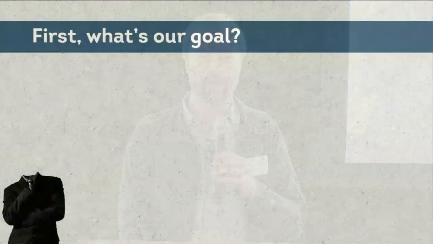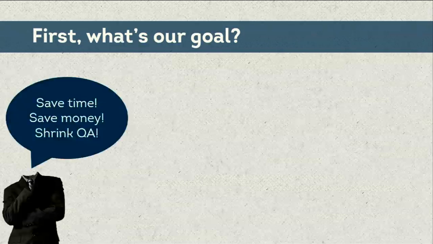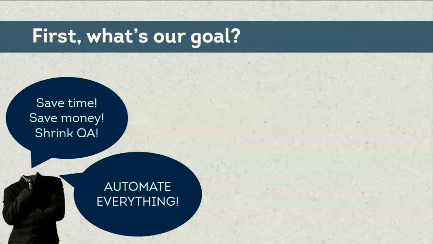So first of all, before we start automating and testing, we should understand what it is that we're testing for and also why we are automating. So enter the empty suit. I used to work at Intel, and there are a lot of smart people there, but there are certainly this type of person there as well. Save time, save money, shrink QA, automate everything. This is a really, really unhealthy way of looking at test automation. You're not going to automate everything. You don't have to automate everything.